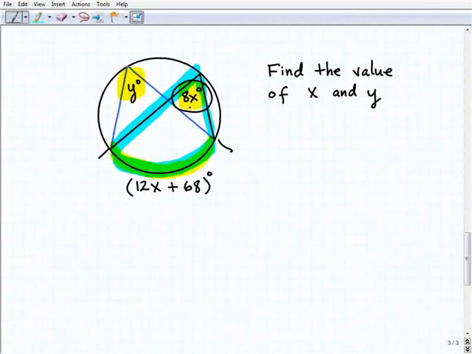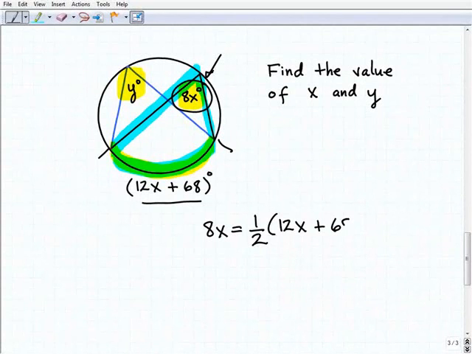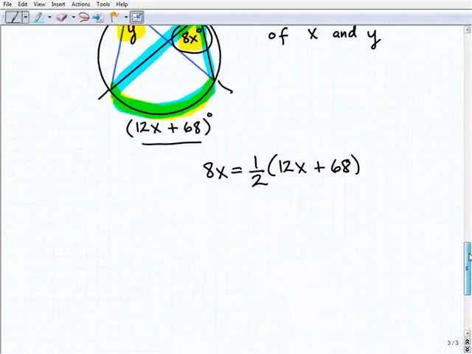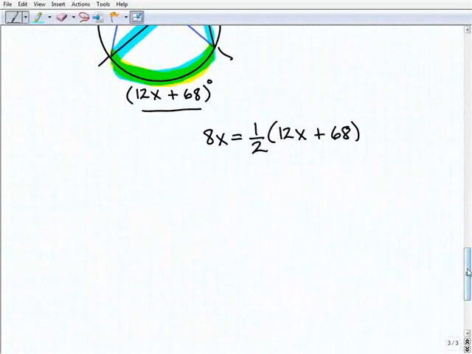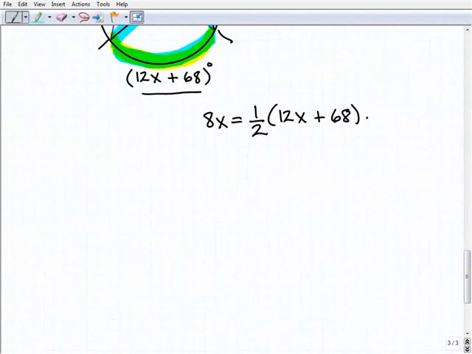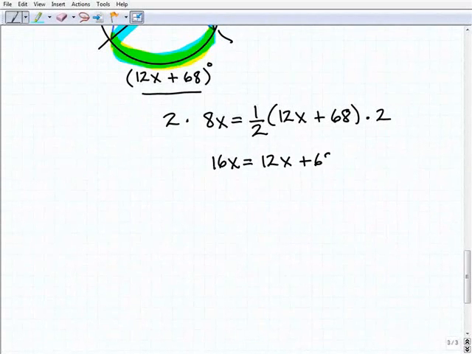So I'm going to just focus on this particular angle right here because it has x in it, and this has x in it, so I can write an equation that has just the variable x. So 8x, that inscribed angle, is half the measure of the intercepted arc, 12x plus 68. All right. So at this point, if you haven't tried to solve this equation, now's a good time to see if you can solve it. So what I'm going to do here is multiply both sides of the equation by 2, just to get rid of this 1/2, and I'll get 16x equals 12x plus 68.